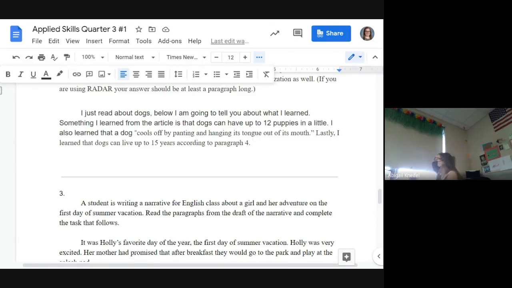I just read about dogs. Below, I'm going to tell you what I learned. Something I learned from the article is that dogs can have up to 12 puppies in a litter. I spelled litter wrong. I also learned that dogs, quote, cool off by panting and hanging its tongue out of its mouth, end quote. Lastly, I learned that dogs can live up to 15 years, according to paragraph 4.